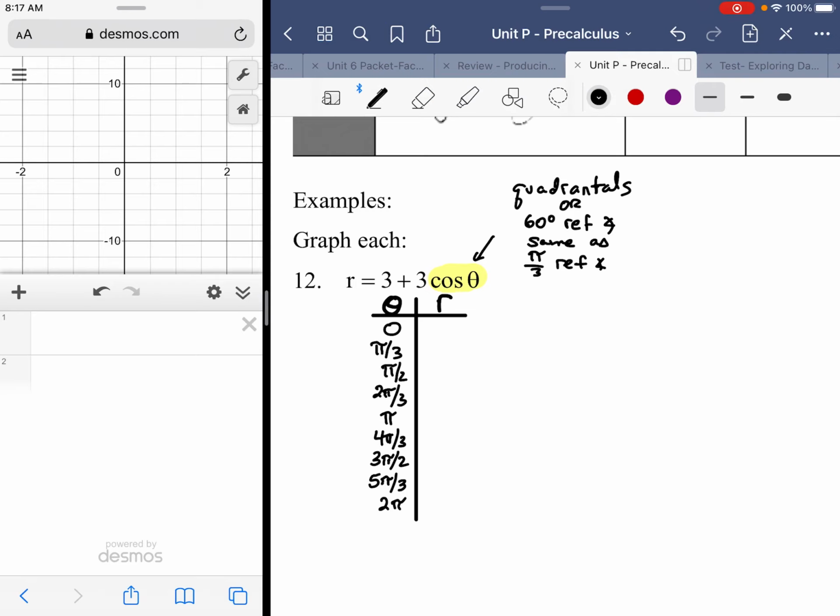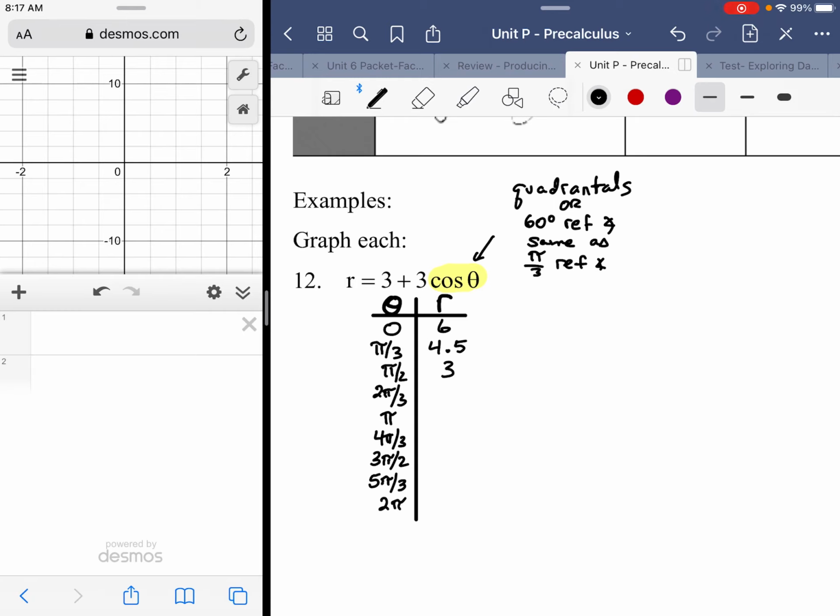So let's pop in the 0 for cosine. Cosine of 0 is equal to 1. 3 times 1 is 3, plus 3 is equal to 6. All right. Pop in a pi over 3, and we're looking at 1/2. 3 times 1/2 is 3/2, which is the same as 1.5, so this is going to be 4.5. So 4.5 or 4 and a half, either way. We've got to estimate the points, that's why I'm going to mixed numbers or decimals.